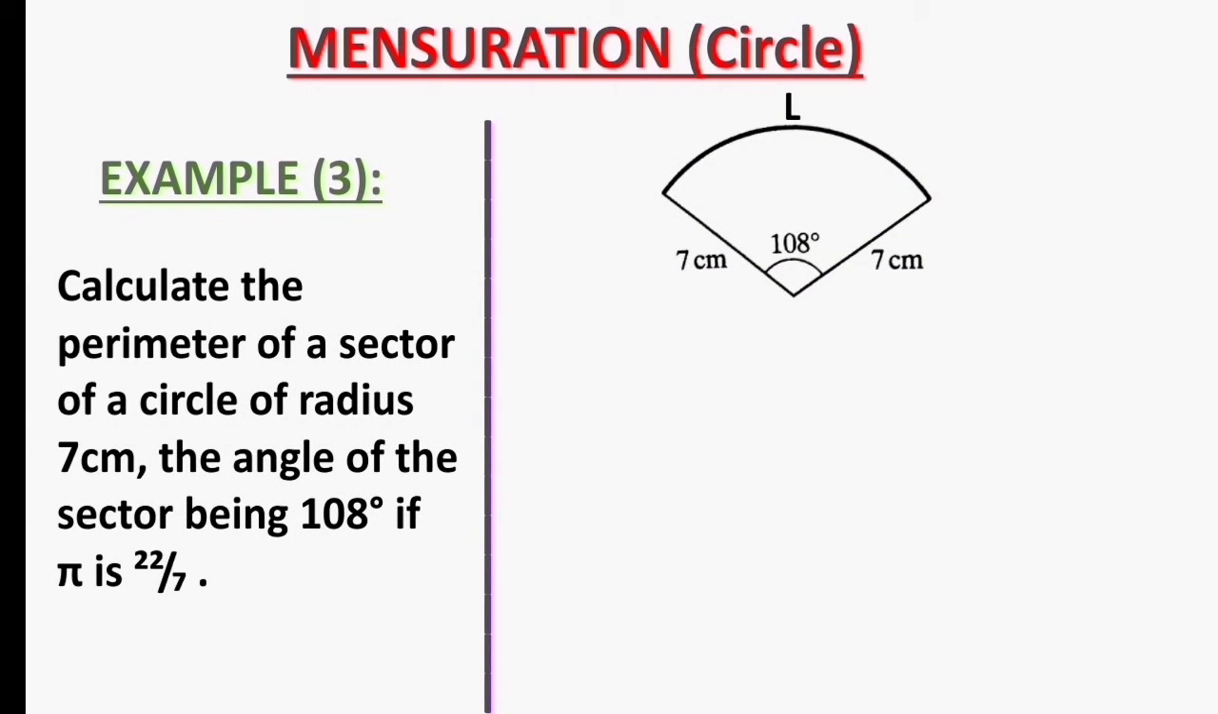Moving on to our next question, question 3. Calculate the perimeter of a sector of a circle of radius 7 centimeters. The angle of the sector being 108 degrees if pi equals 22 over 7. Here is the diagram for the question. We are to calculate the perimeter of the sector. Once again, can you remember the formula for the perimeter of a sector? Let's see if you are correct.